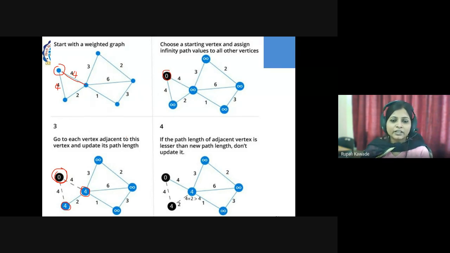Right now you can also check, this node's distance is 4, but for this particular node there can be a distance from here through this node also. So 4 plus 2 is 6, which is greater than 4. So we will not update it; we will keep the path length as 4 only.